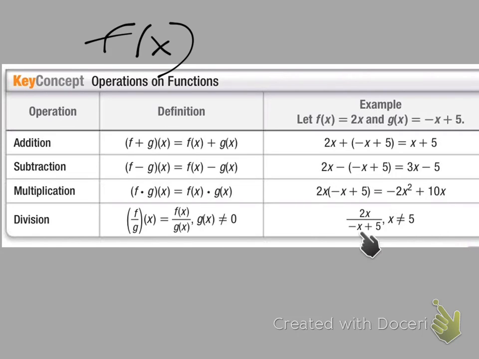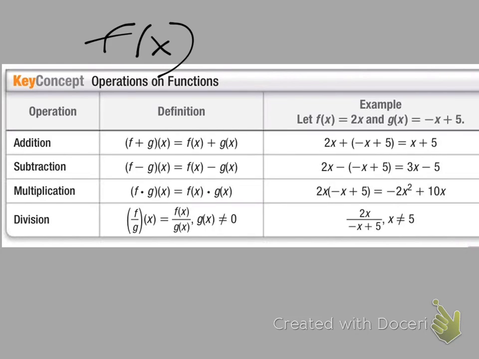The one that gets forgotten in the wayside, or at least not forgotten, but there's a little step to it, is the division. If you look over on the definition side of things, we say f of x divided by g of x, comma, g of x cannot equal 0. Why? Because then you're dividing by 0, and you cannot divide by 0.